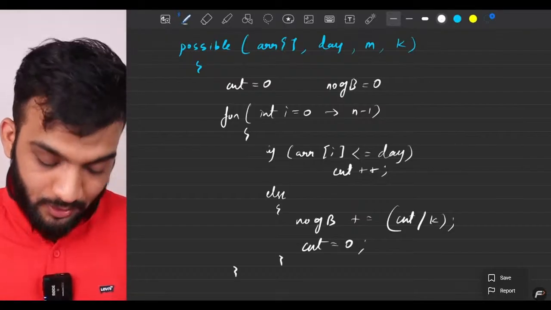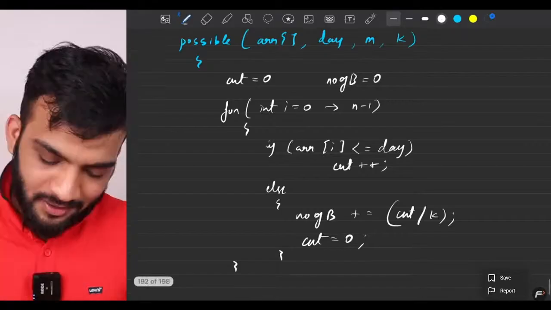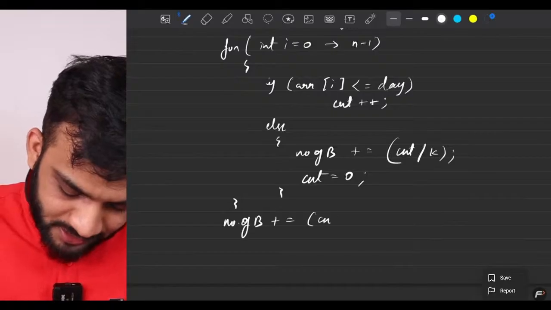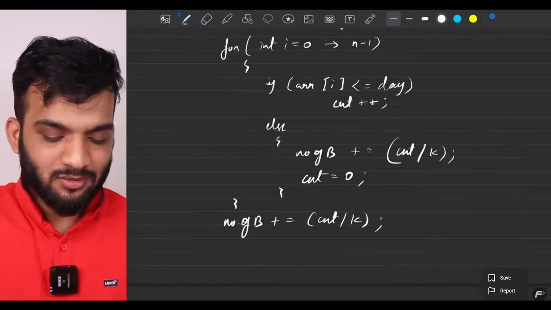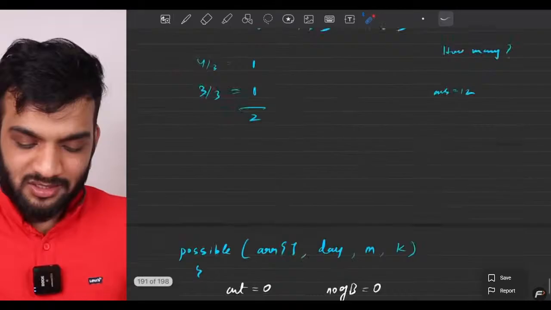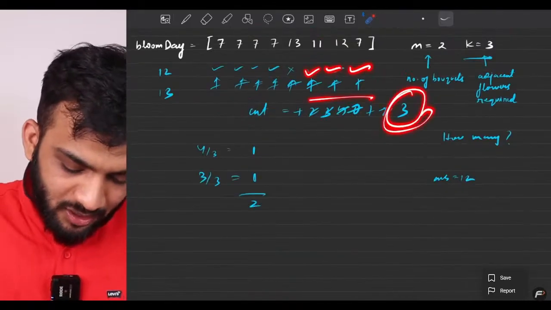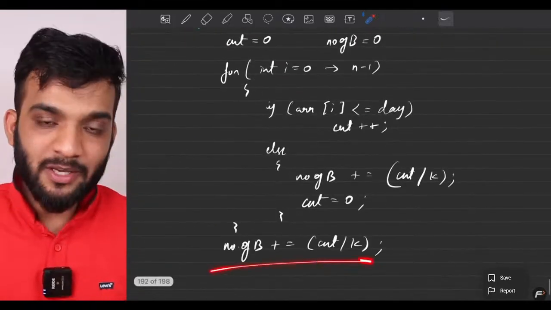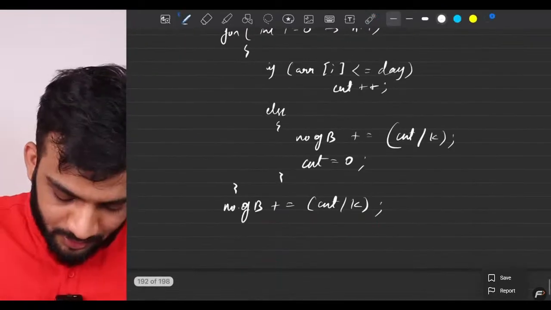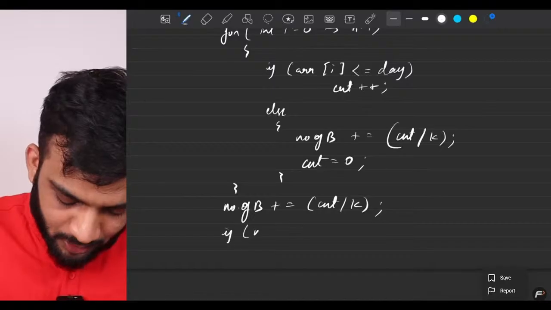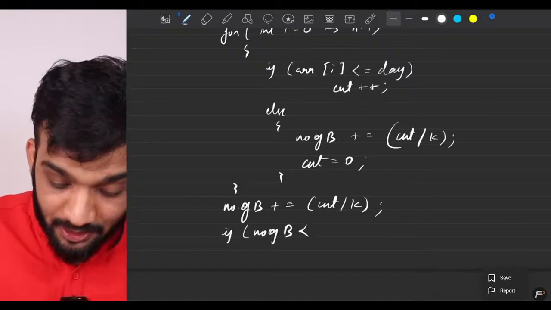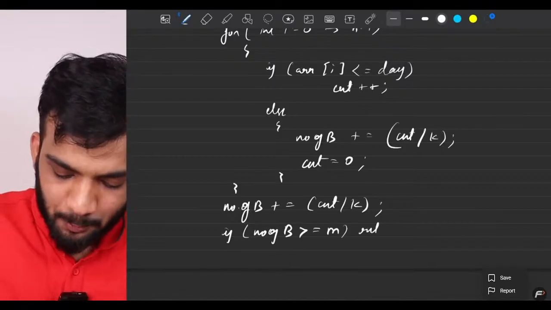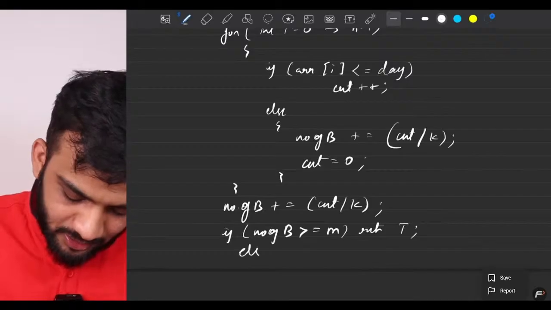And that's over. Again, I emphasize, at the end of the day please make sure whatever count you have, you again divide it by k, because remember the case when at the end you had 3, you have to make sure you count it as well. Is it possible? If the number of bouquets is greater than or equal to the required, it is possible, or else it is not possible.